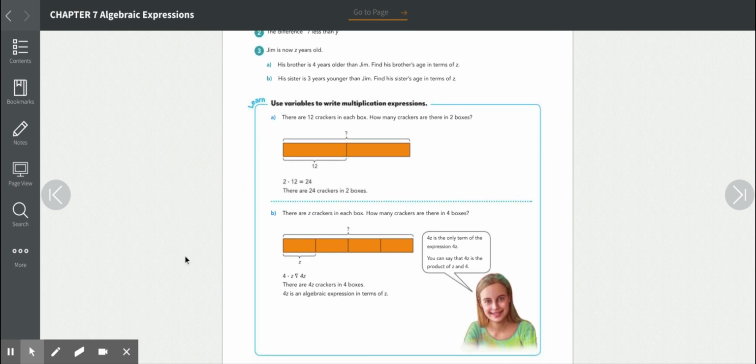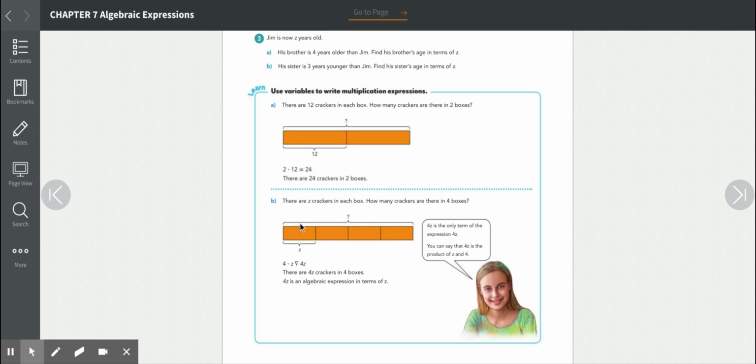The next thing we're going to do is multiplication, right? There are 12 crackers in each box. How many crackers are in 2 boxes? So I have 2 times 12 is 24. So there's 24 crackers. If I have z crackers in each box and I have 4 boxes, I want to know the total number of crackers. I'm going to do 4 times z. You can also write that as 4z.